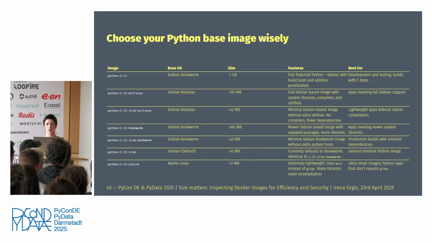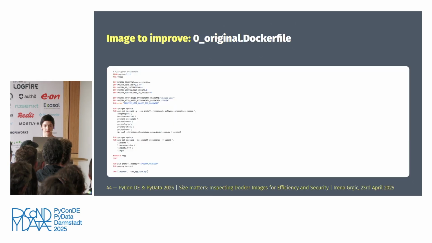The image that I personally use most is the Python 3.12 Slim. It's, as you can see, quite small, 43 MB, and it actually defaults to Slim bookworm. So it's just a general Python image. For runtime, you will have everything that you need. It will be installed in this image most of the time.